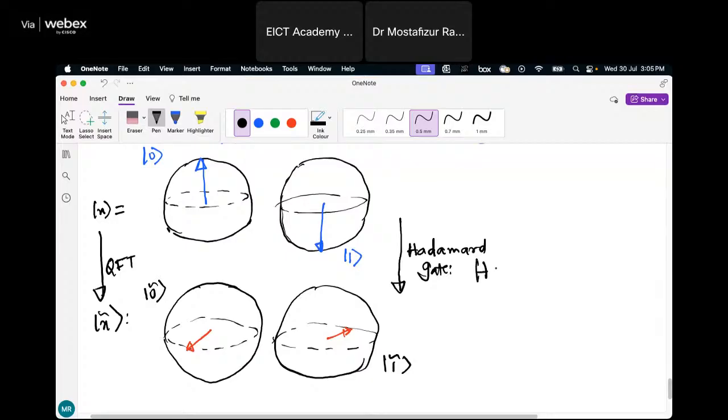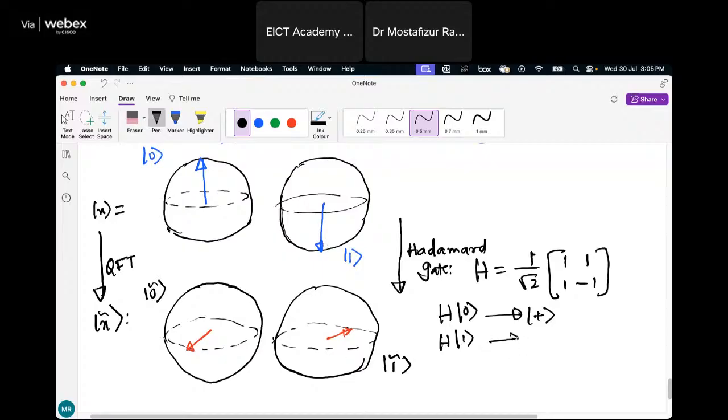The Hadamard gate is H equals 1 upon square root 2 times the matrix with rows 1, 1 and 1, minus 1, right? So if you apply Hadamard on the 0 state, you get the plus state. And if you apply Hadamard on the 1 state, you get the minus state, right? So the Hadamard gate is the quantum Fourier transform for a single qubit. The Hadamard gate itself performs the quantum Fourier transform for a single qubit.